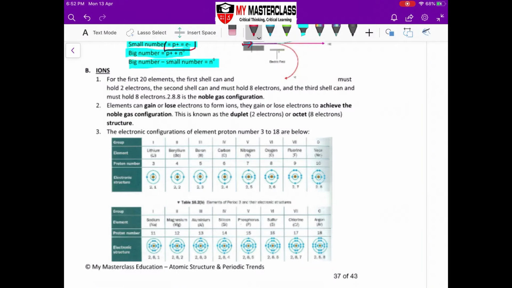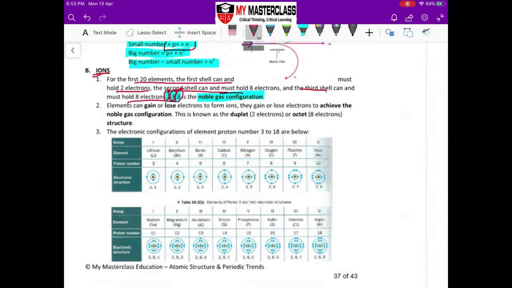Okay, the next part we are going to look at for your atomic structure, or your atoms and molecules, will be the ions. For the first 20 elements, the first shell can and must hold 2 electrons. The second shell can and must hold 8. The third shell can and must hold 8 electrons. This configuration, the 2, 8, 8, is what we call the noble gas configuration. 2, 8, 8 really means this is the first shell, the 8 is the second shell, and this is the third shell.